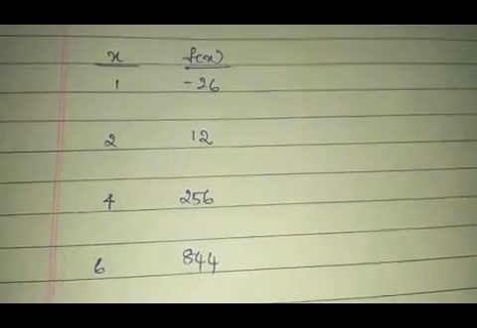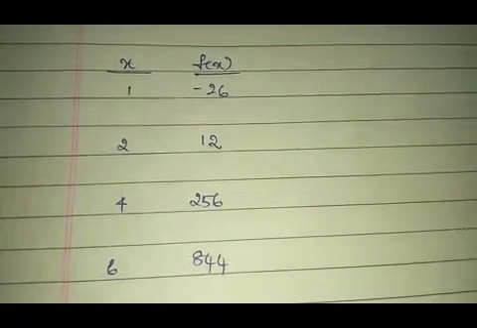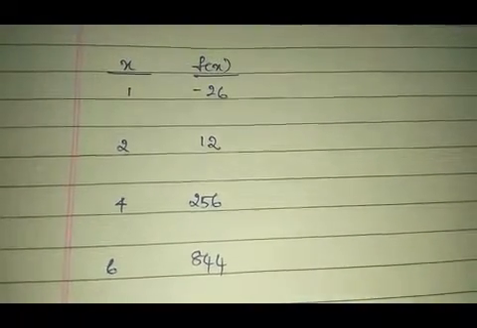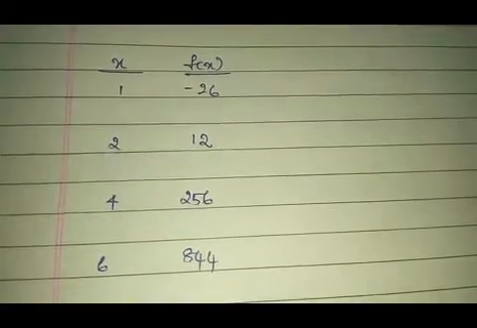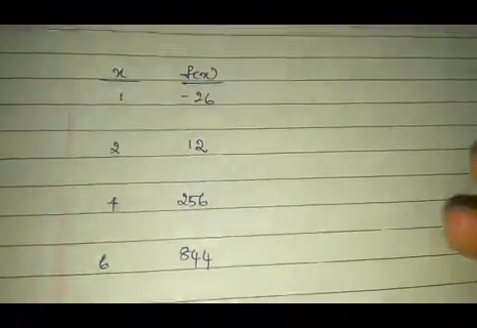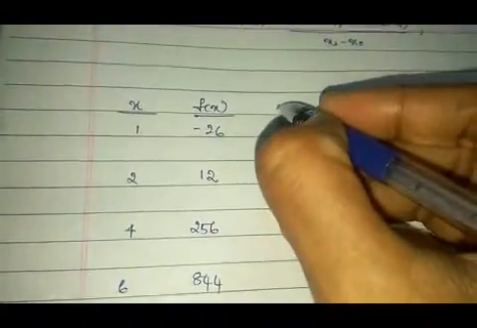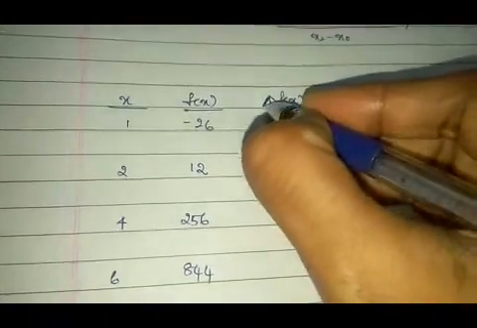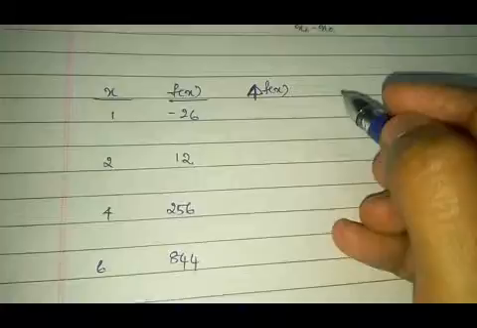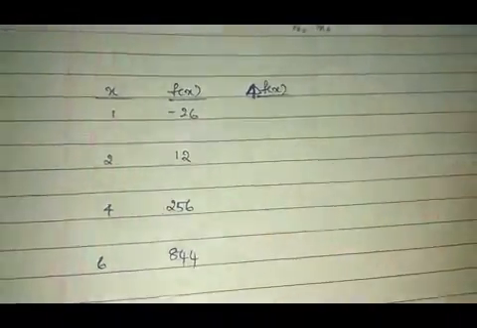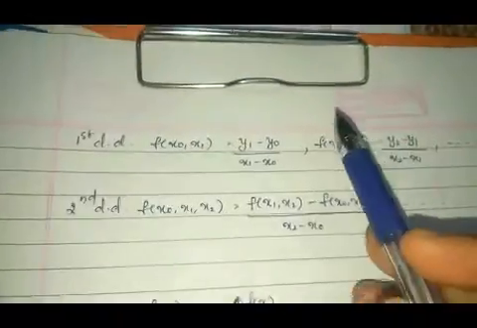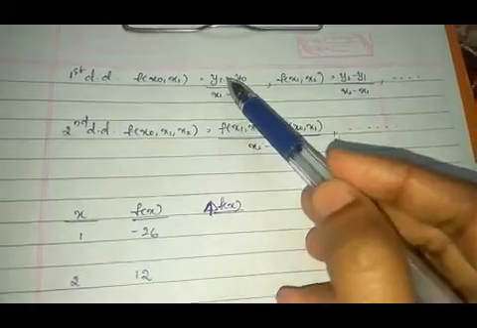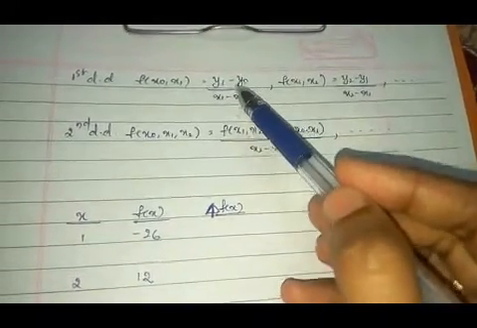Now let's construct the divided difference table. For that, the x values and the corresponding f of x values are written in the form of a table. Now we have to find the divided differences, the first order divided differences. The first order divided difference can be found using the formula. The first value, that is f of x0, x1, can be found using the formula y1 minus y0 by x1 minus x0.